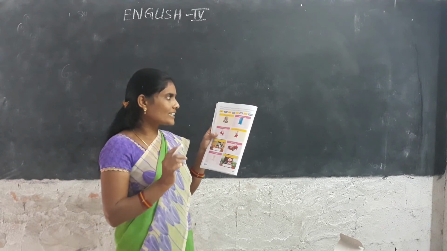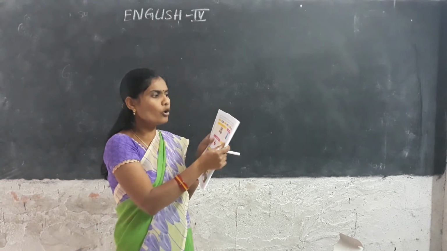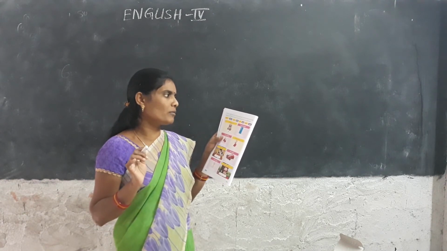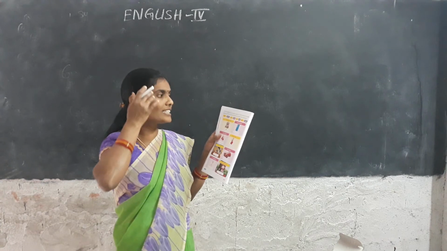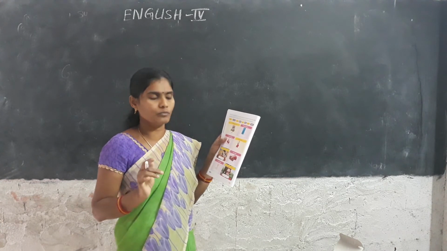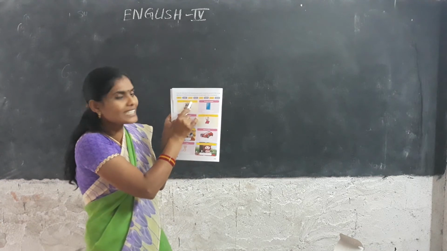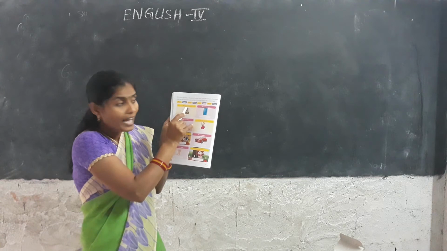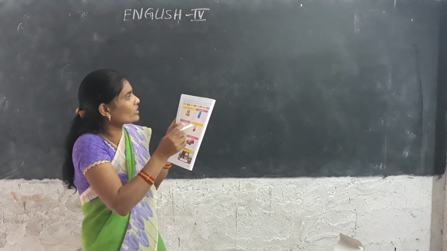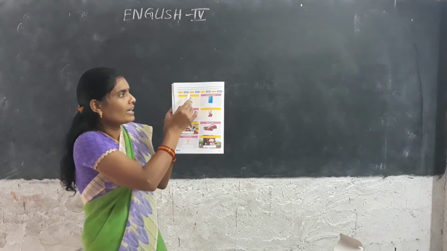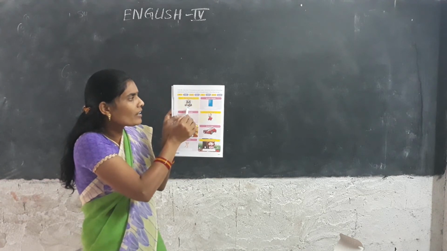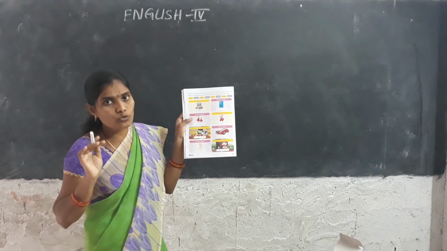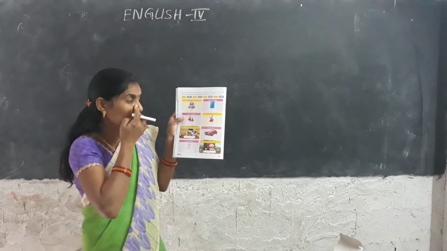Here circle the adjectives in the sentences given below. Choose the synonym of the circled adjective from the word bank and write it in the given space. One is done for you. The house is dirty. Dirty is the adjective. Dirty is circled. Synonym only. The synonym of dirty is filthy. Already it is given for you. Then we have to come to the second one.